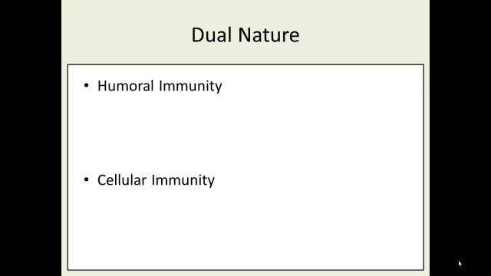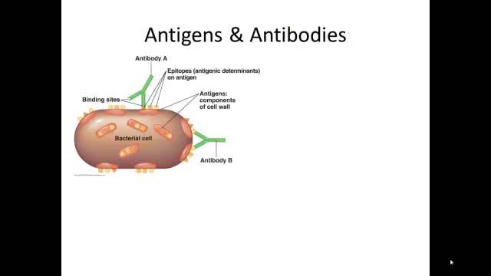Cellular immunity, on the other hand, comes from T cells directly killing infected cells or cells that aren't behaving as they should. So cellular immunity refers to T cells. The two, humoral and cellular immunity, work together as the adaptive immune system. Now let's talk about antigens and antibodies.